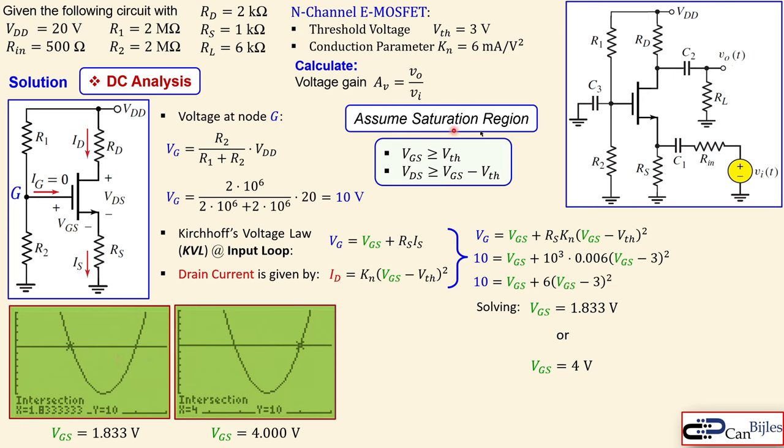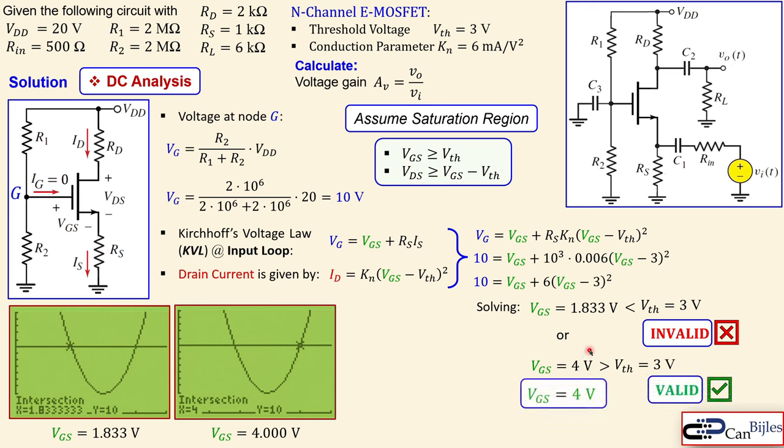Now we look at the saturation region conditions. The VGS must be larger or equal to the threshold, but this one is smaller than the threshold voltage, so that is not valid. It's mathematically correct, but in this circuit it is practically not available. But the 4 volts is definitely larger than 3 volts, so this is the valid solution. So the only solution from this equation is VGS is 4 volts.